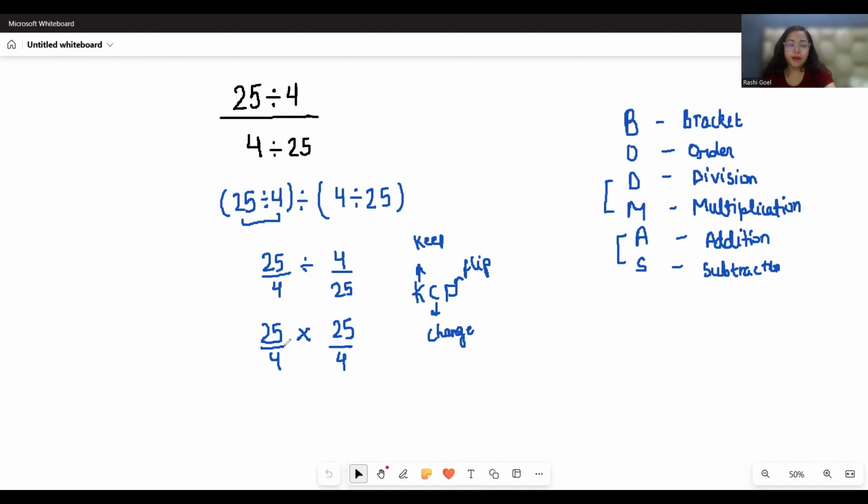So now simply, 25 times 25 is 125 and 4 times 4 is 16. So this is the final answer. So notice how clear it gets once you follow BODMAS. Without it, people jump around randomly and get the wrong answer.